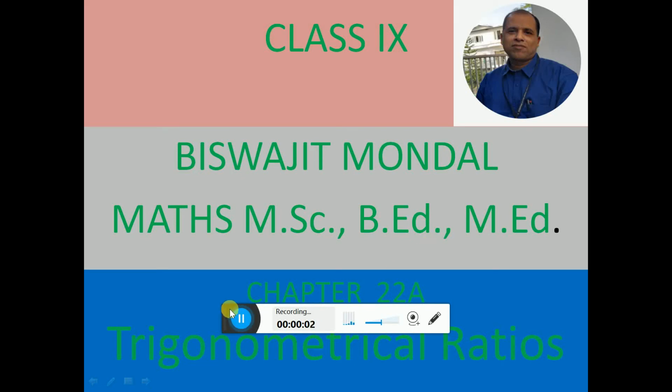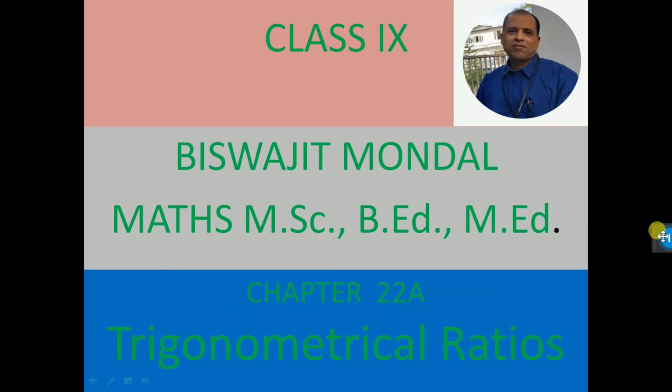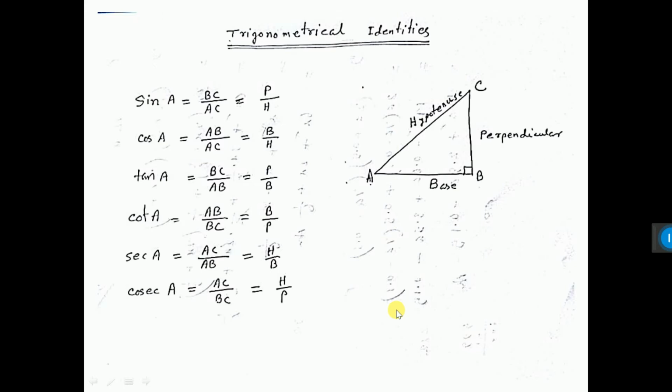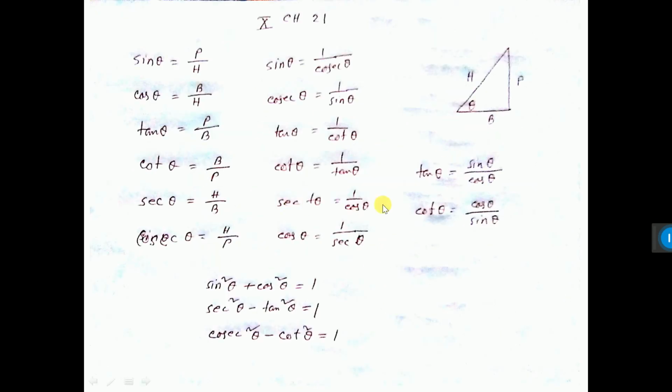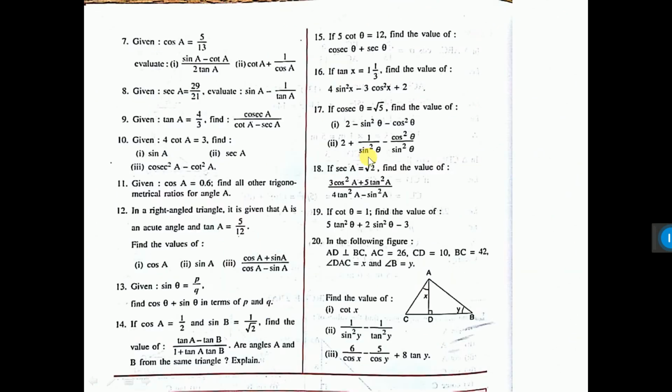Class 9 students, this is the continuous class of trigonometry from Concise Mathematics Selina Publisher, chapter 21a. Although it is explained, I have given you the formula page again so that you can take it and memorize it. These are the formulas, you take a screenshot and memorize.